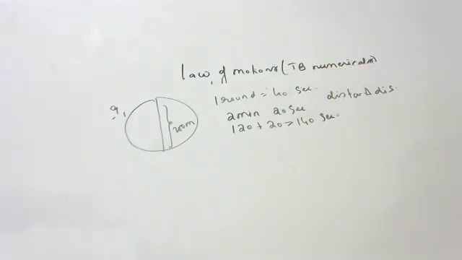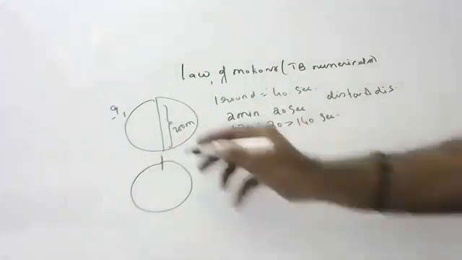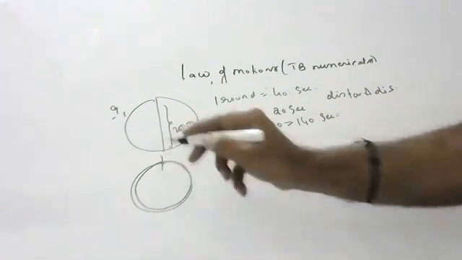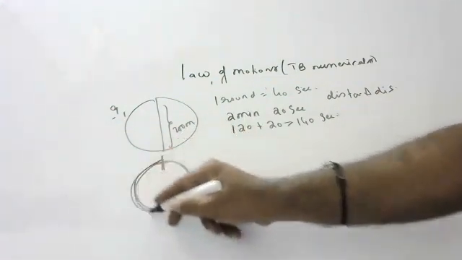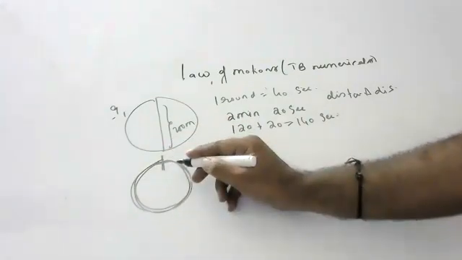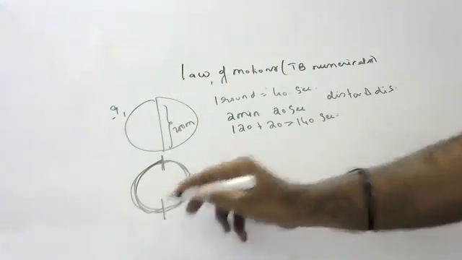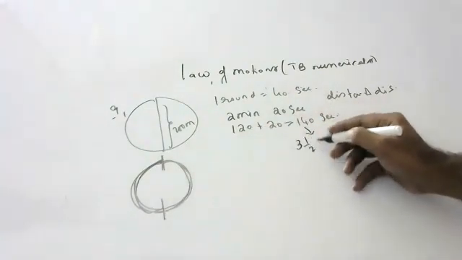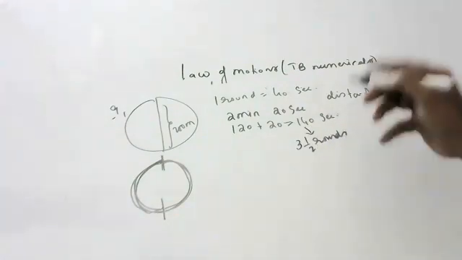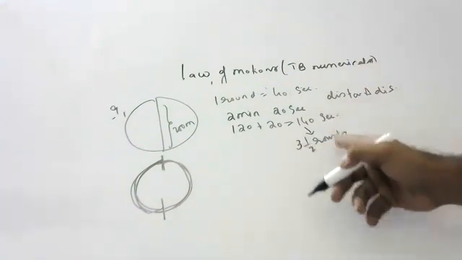Okay, children, try to understand. One round is taking 40 seconds. 2 rounds, how many seconds, children? 80. 3 rounds? 120. 3.5 rounds? 140. So in 140 seconds, he will cover 3.5 rounds, children.